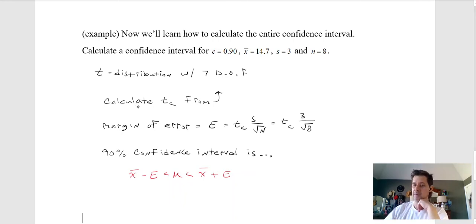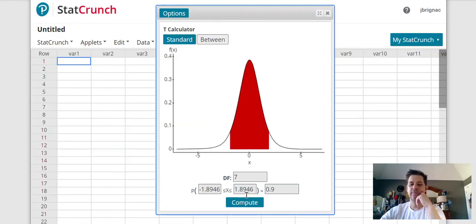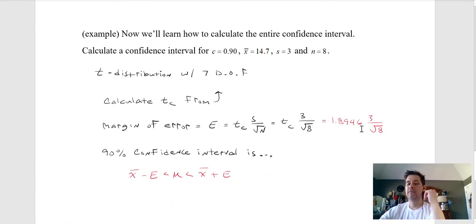Now look what I'm going to do next. 1.8946 times 3 over root 8. Why is that? Well, from this critical value TC, which I just found, 1.8946, I multiply by the sample standard deviation, and then I divide that result by the square root of the sample size. So my margin of error would be 1.8946 times 3 over root 8. Well, let's see what that is.